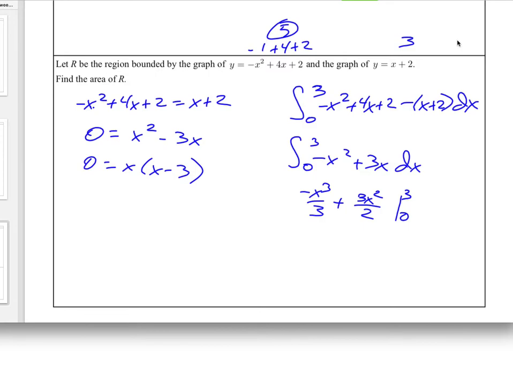So now I plug in. So I plug in 3. That's negative 27 over 3, which is negative 9. I plug in 3, that's going to give me 27 over 2. And when I plug in 0, that's going to give me 0. Get a common denominator, so that turns it into 18 over 2. So we end up with 9 halves. What does 9 halves represent? Area between those two curves.